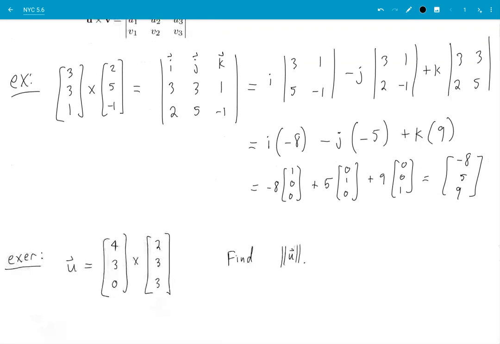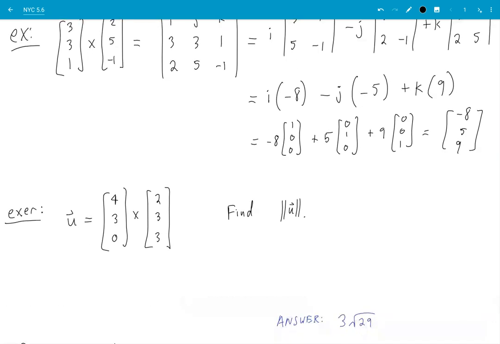All right, here's an exercise for you to try. Pause, copy, try, and you get 3 root 29. Okay, don't forget to factor out the 3 before you do the length. So let me know how that goes if it doesn't go well.